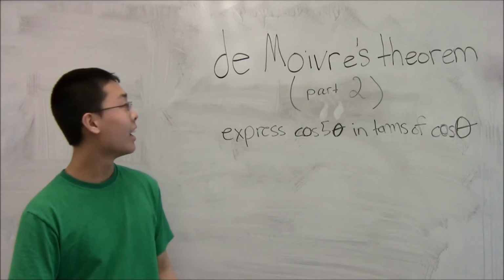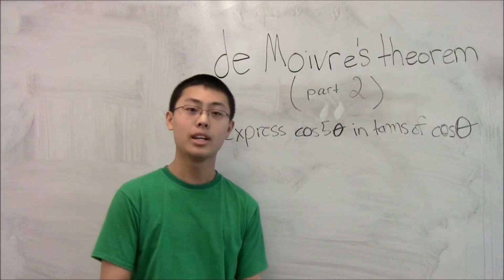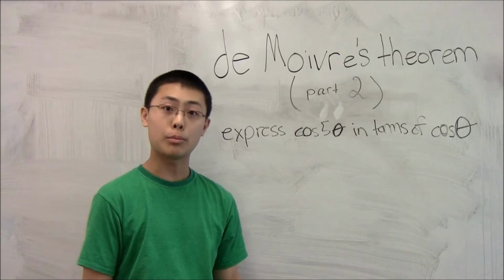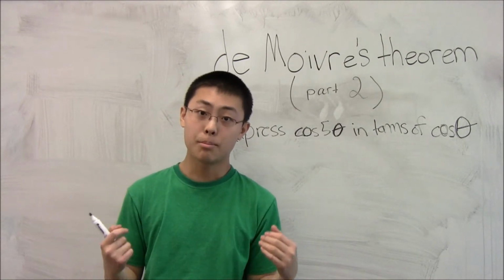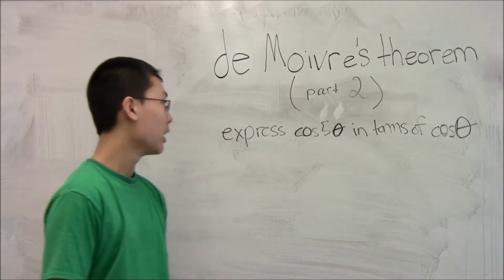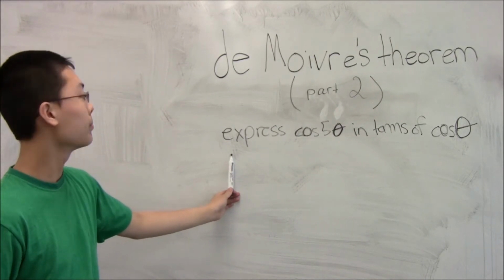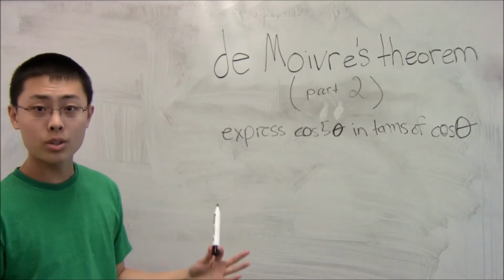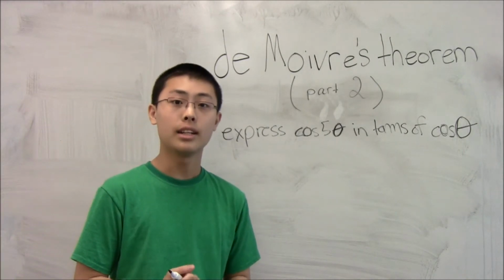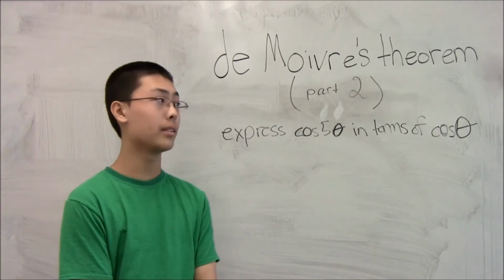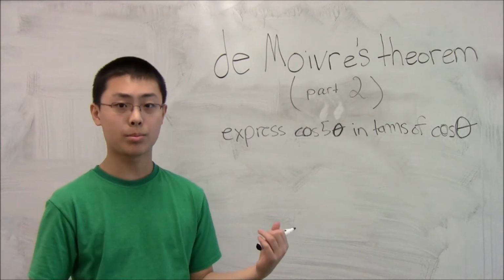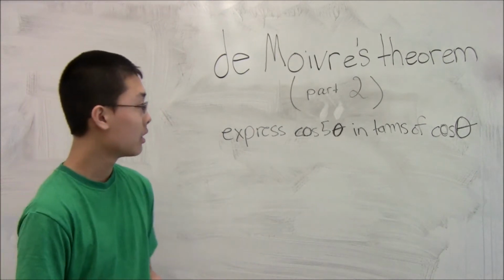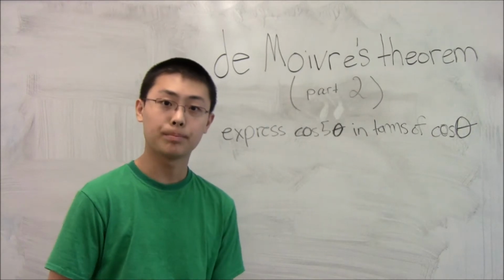Hello again. In the last video we talked about De Moivre's theorem and we proved De Moivre's theorem. In this video we're going to be applying De Moivre's theorem. We're going to apply it in this problem. Express cosine of 5 theta in terms of cosine of theta. So it's not maybe immediately obvious how we can approach this problem, but how can we use De Moivre's theorem?